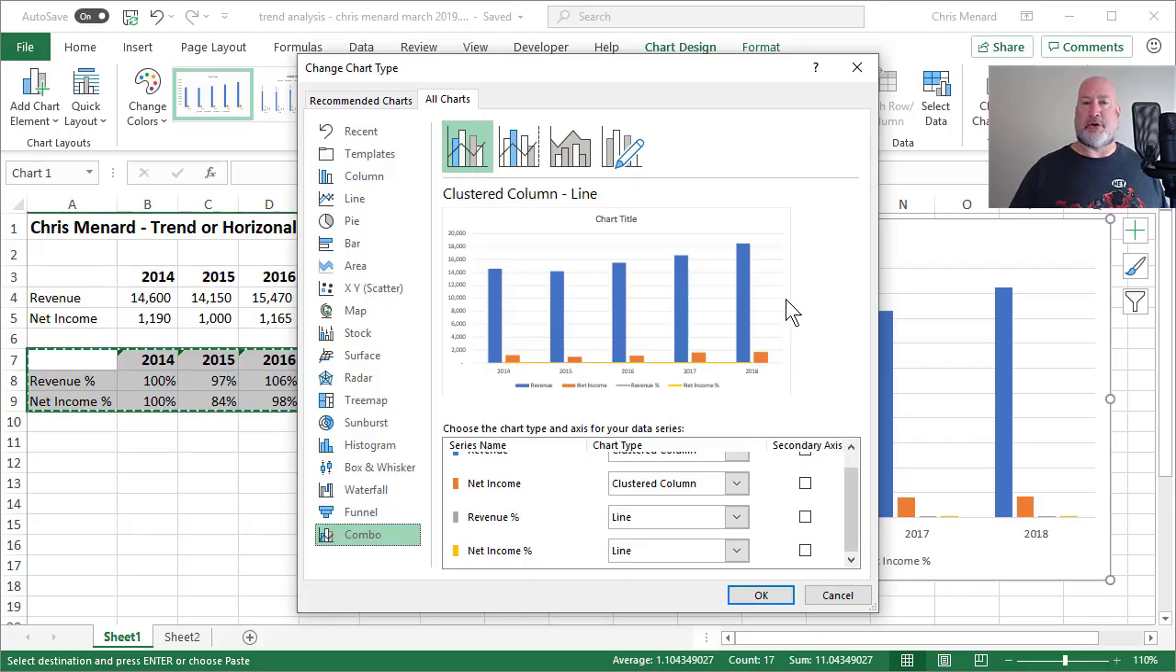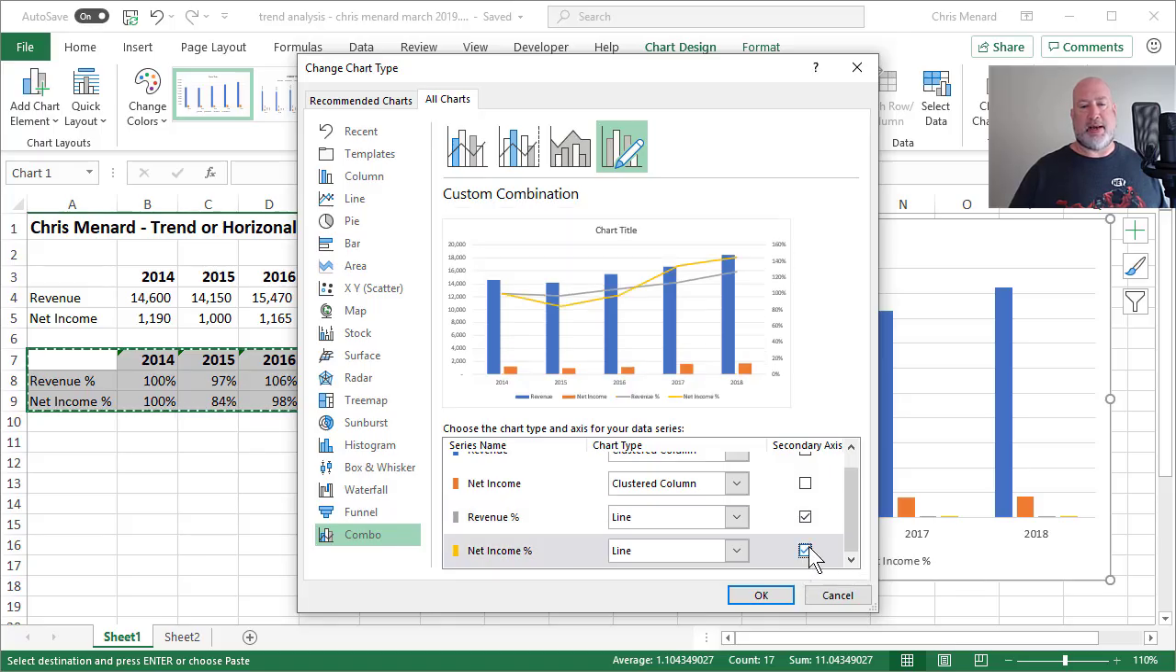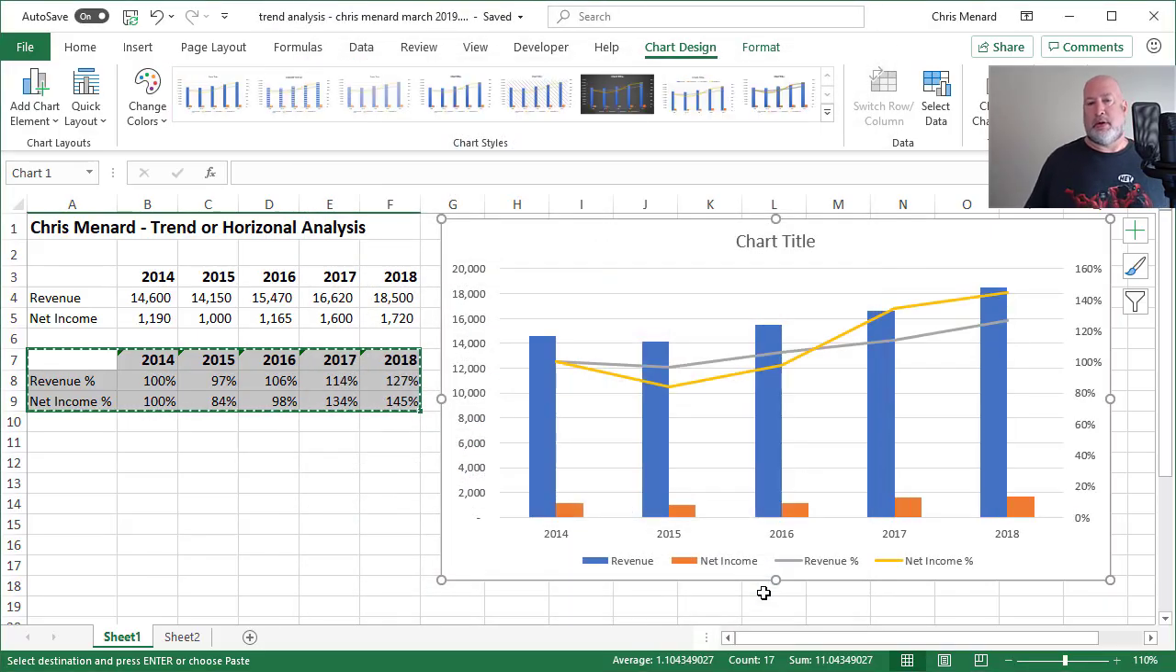So watch what happens to the right when I check revenue percentage and I check net income percentage. There is my secondary axis. I hit OK. There's my chart. I would add a chart title. I'm not going to for this exercise.